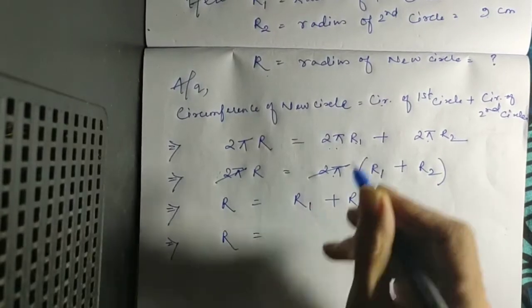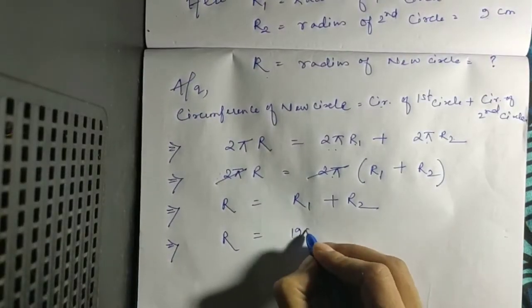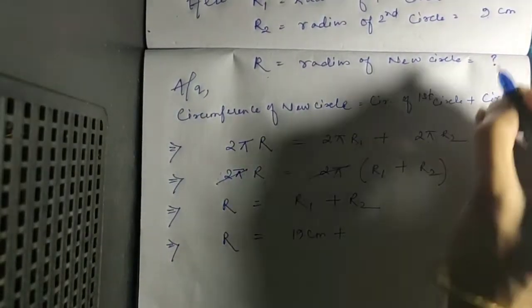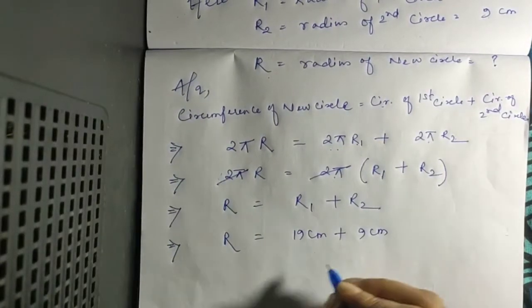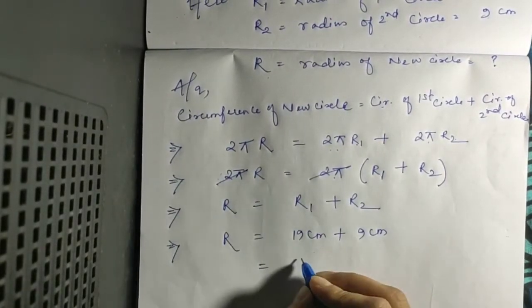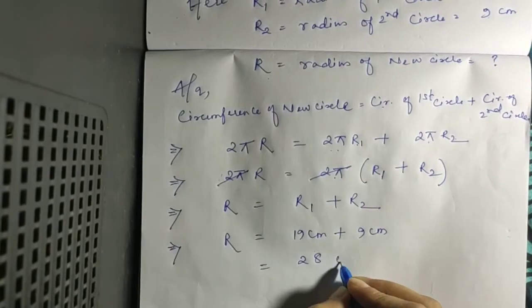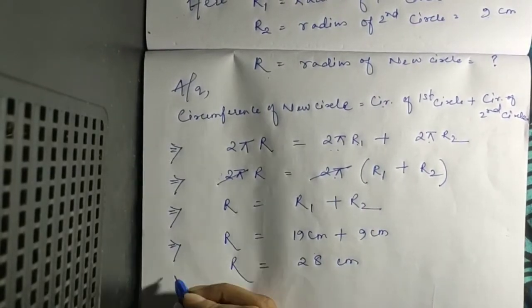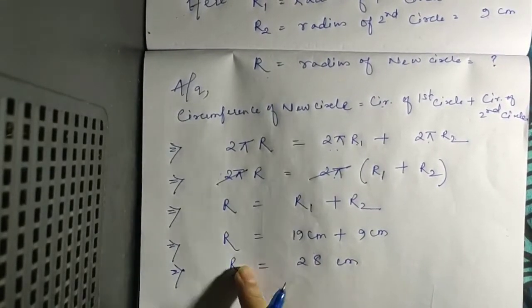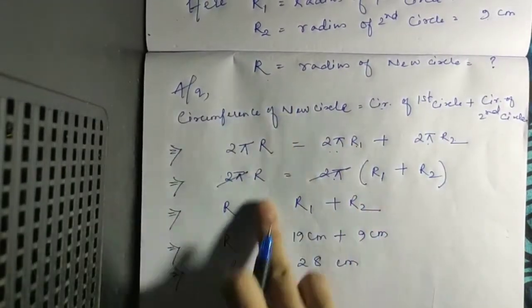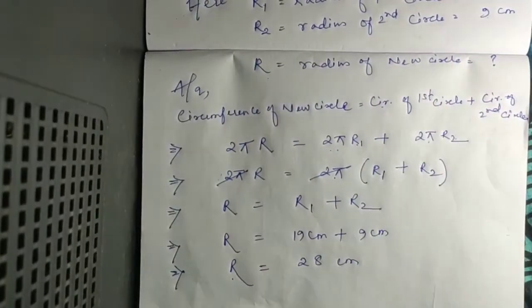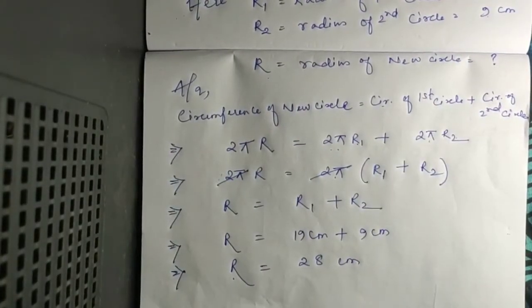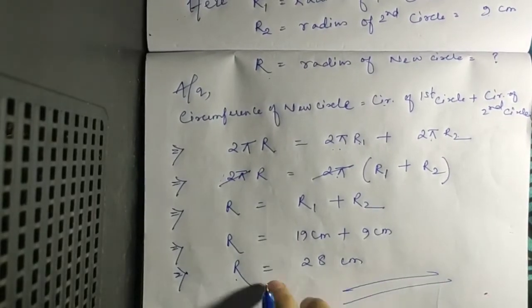R is equal to r1, which is 19 centimeter, plus r2, which is 9 centimeter. 19 plus 9 is 28 centimeter. So that is the radius. This r stands for the radius of the new circle, which is the radius asked to find out in the question. So this is how we are going to solve.